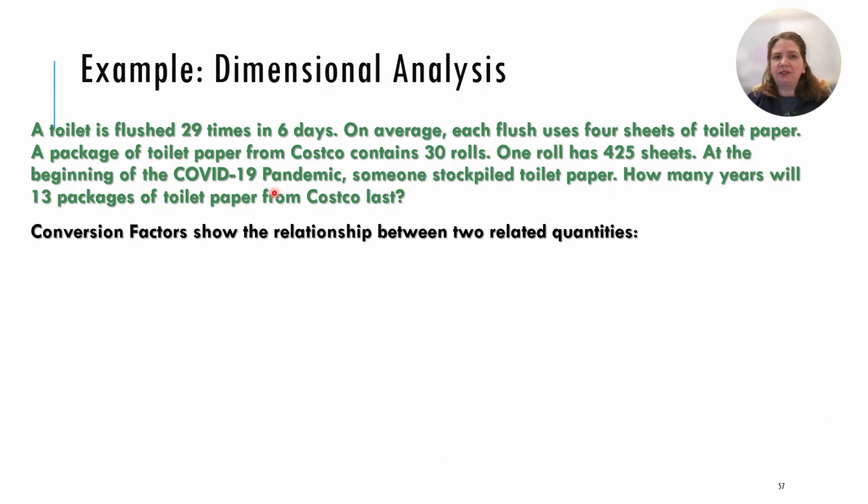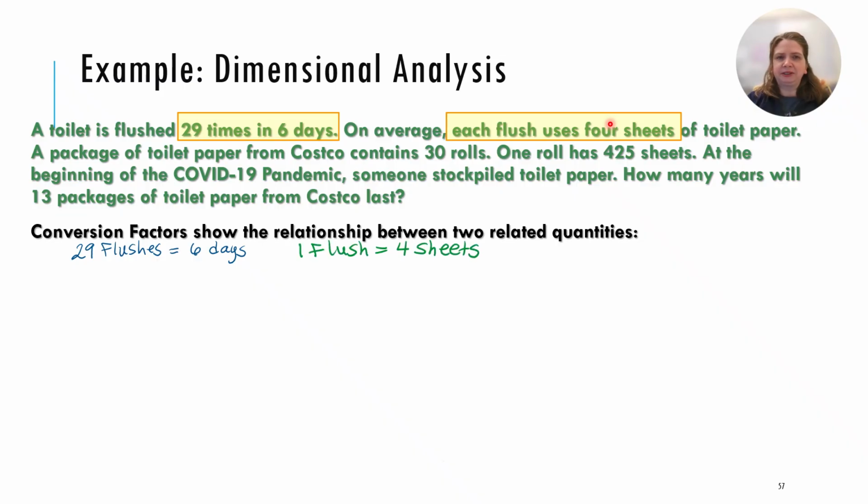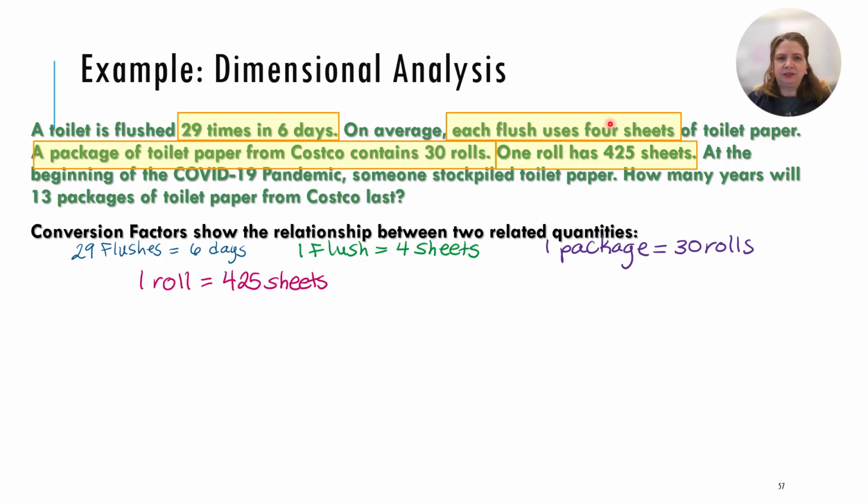At the beginning of the COVID-19 pandemic, someone stockpiled toilet paper. How many years will 13 packages of toilet paper from Costco last? We begin by identifying relationships by reading through the question sentence by sentence. 29 flushes is equal to 6 days. 1 flush is equal to 4 sheets. 1 package is equal to 30 rolls. 1 roll is equal to 425 sheets.